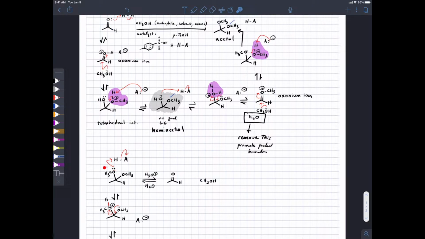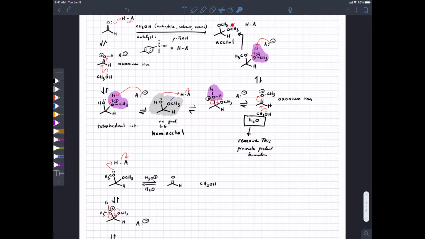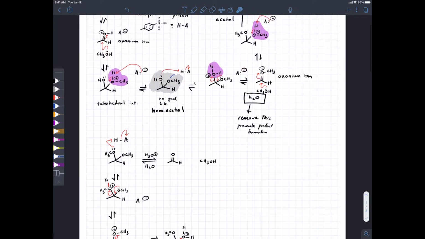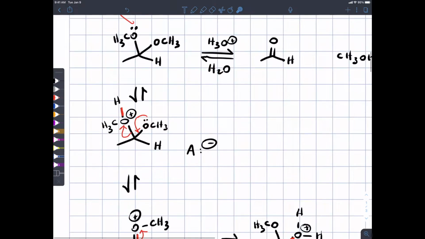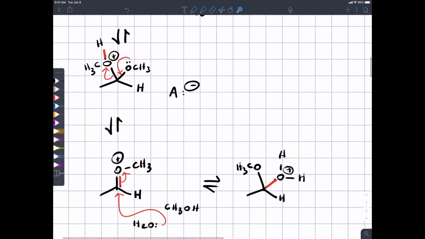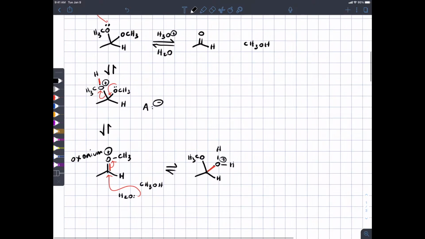To do that, we're going to need to convert one of the methoxy groups into a good leaving group. So starting with the acetal and the acid, we simply protonate one of the methoxy oxygens. That gets us to this previous intermediate. Then the neutral oxygen can kick down and remove methanol as a leaving group. That gets us to this oxonium ion. And go back and convince yourself that this is the same intermediate as we saw above.